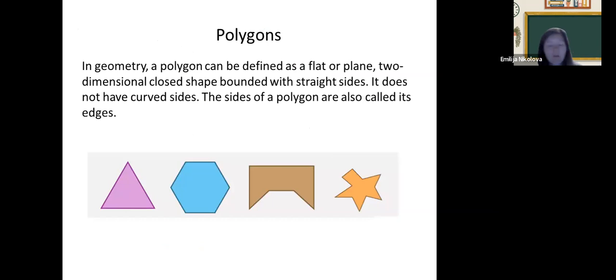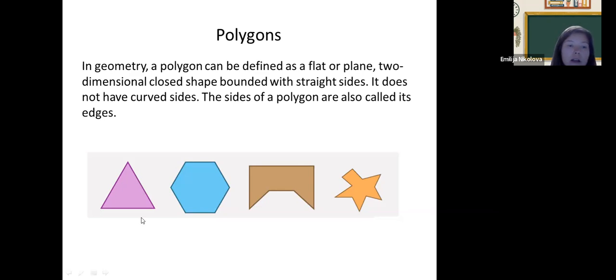Okay, now we will talk about polygons. In geometry, a polygon can be defined as a flat or plane, two-dimensional closed shape bounded with straight sides. It's important that it doesn't have curved sides, and the sides of a polygon are also called edges.